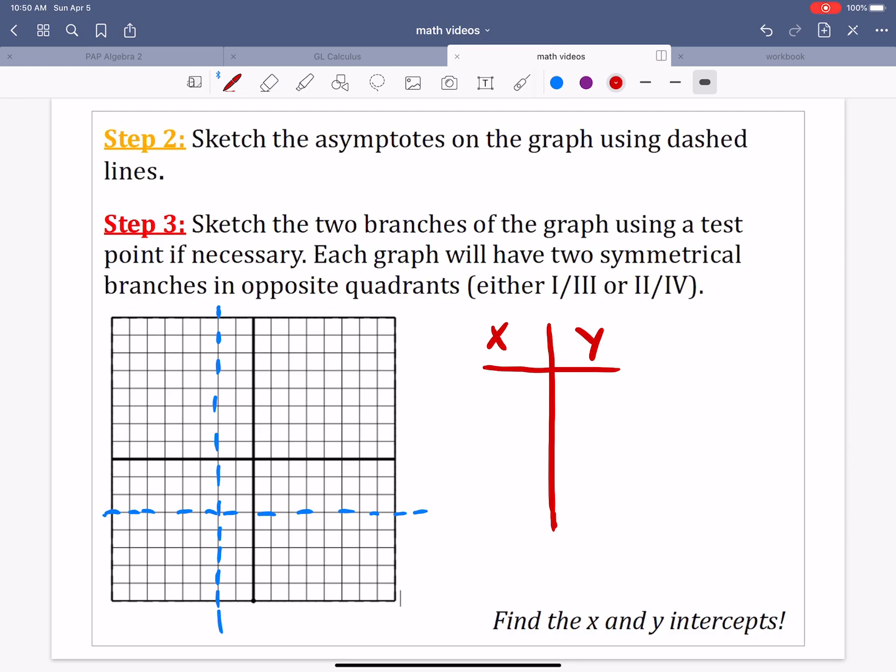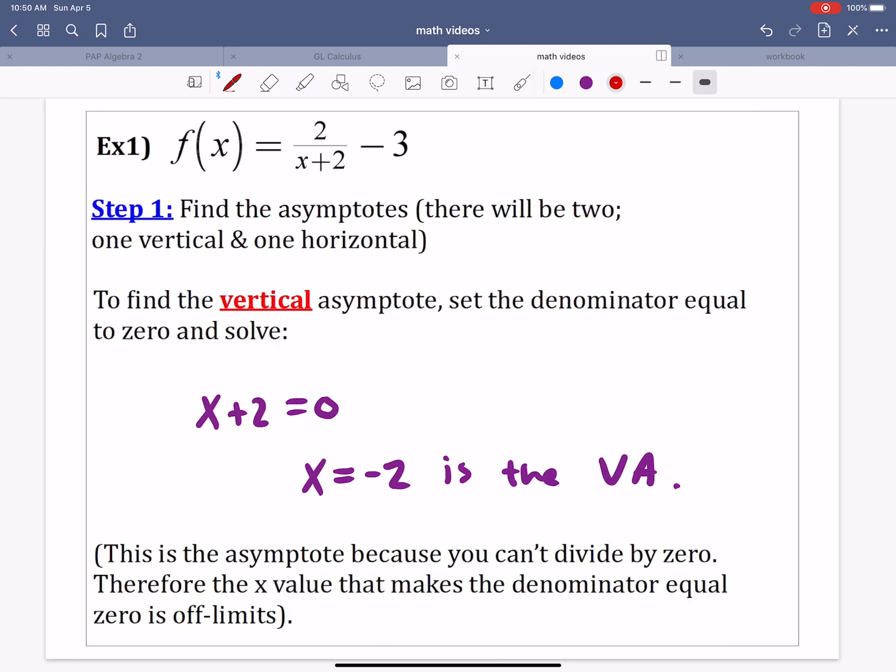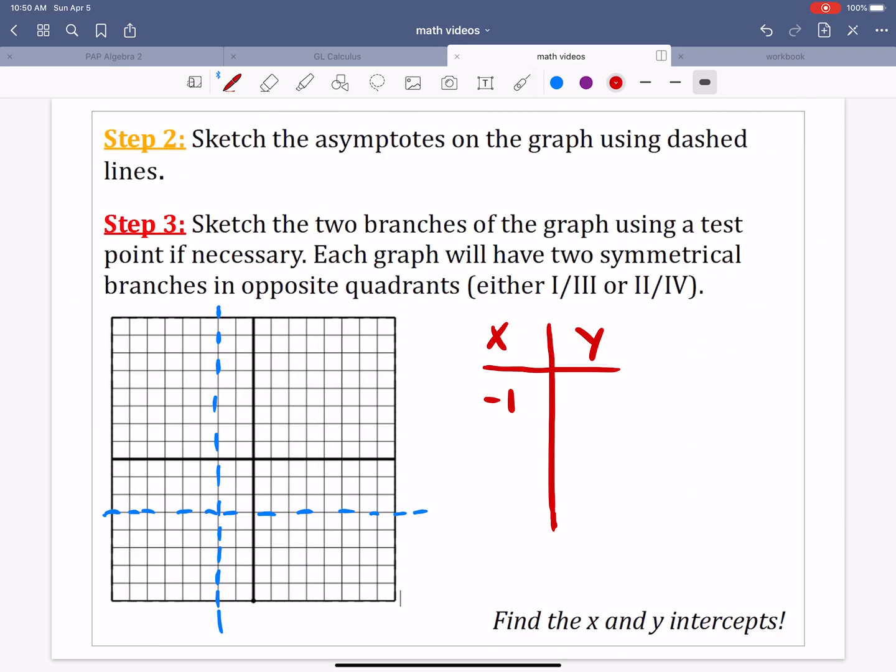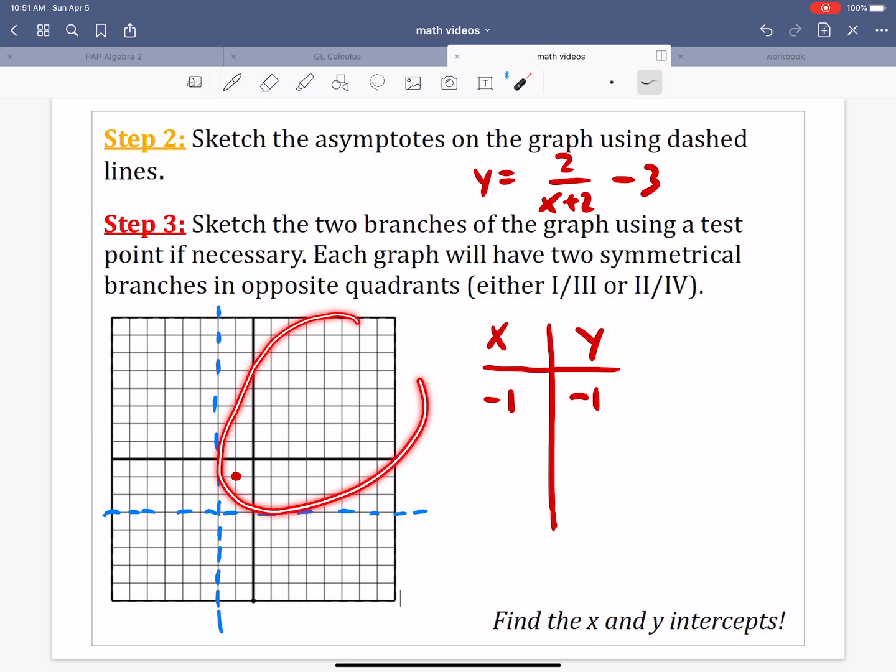Let's see what happens when I plug in -1 for x. Let me rewrite that equation: it was 2 over x plus 2, minus 3. This is going to help me when I plug and chug. I take -1 and plug it in for x. -1 plus 2 is +1. 2 divided by 1 is 2. 2 minus 3 gives me -1. So when x equals -1, y equals -1, and that's a point we'll graph. That point alone gives me a clue. It tells me that one of the branches is going to be here, and the second branch should be over here in this quadrant.